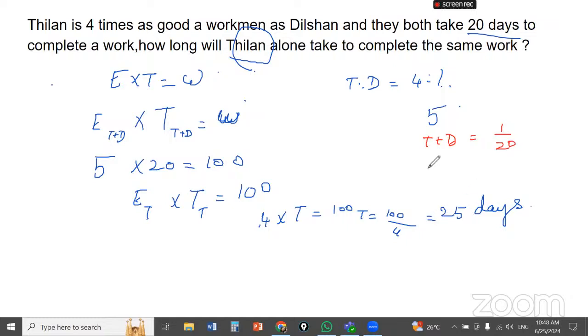So this is T, and D, the ratio we have 4:1. So D will be taken as T upon 4. That's equal to 1 upon 20. By solving this also, you get the answer 40. This is another way. Whichever way we do, you get the answer easily. Both the methods can be done, but anything can be done using this ratio part only.